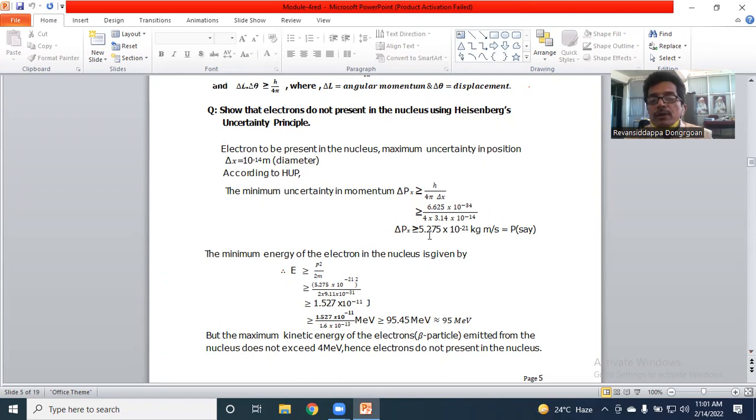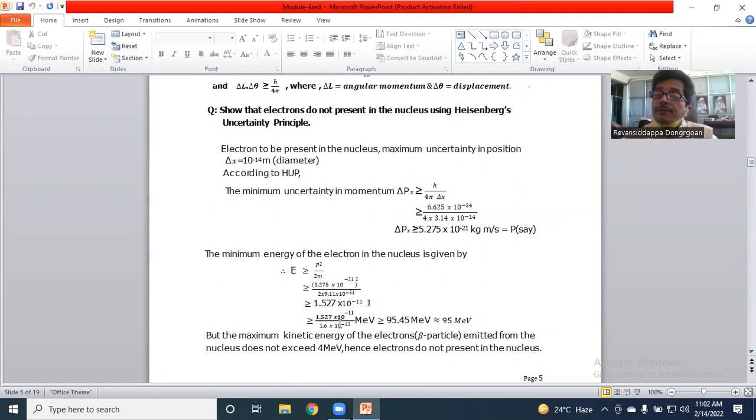Substitute here, and m is the mass of an electron. The mass of an electron is a constant, 9.1 into 10 to the power minus 31. Substitute all and you will get this value. Now you will get 95.45 into 10 to the power of 10 electron volt. How did you get this value? By substituting and simplifying on your calculator, you will get 1.527 into 10 to the power minus 11.